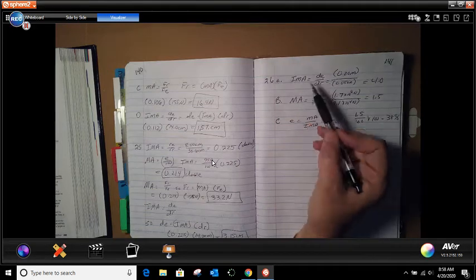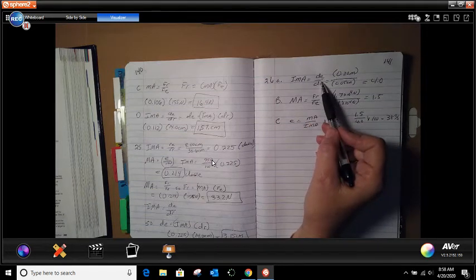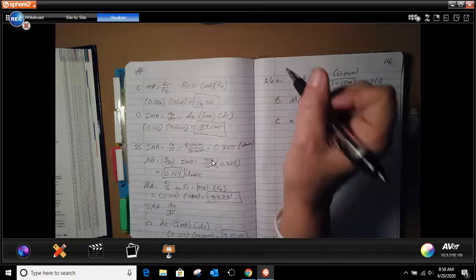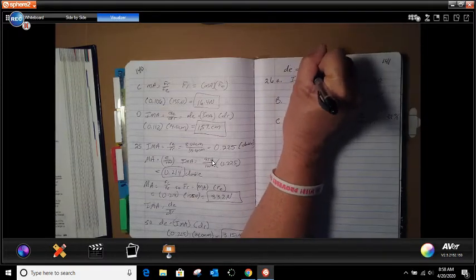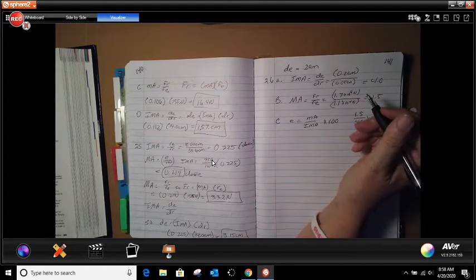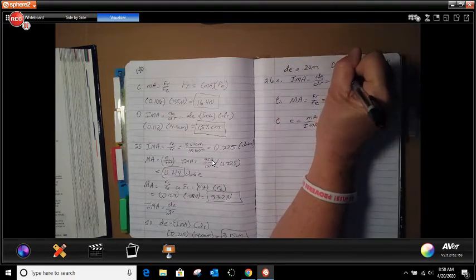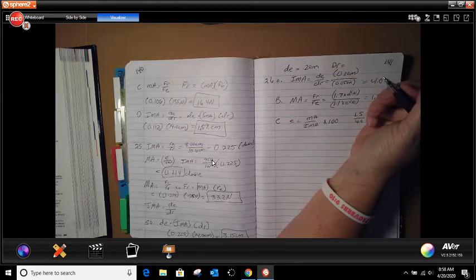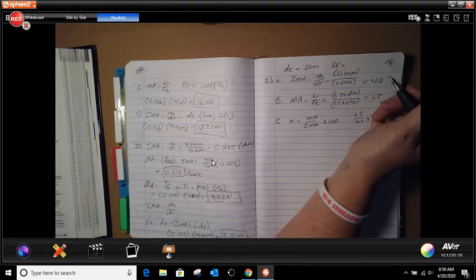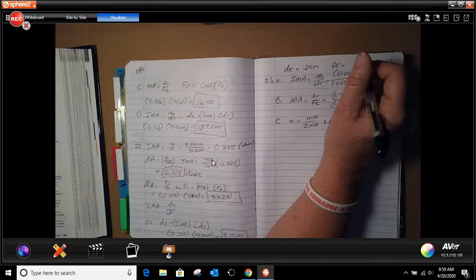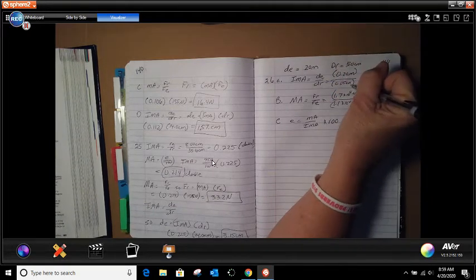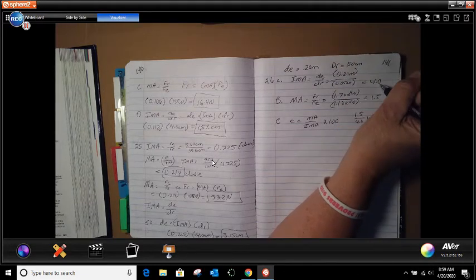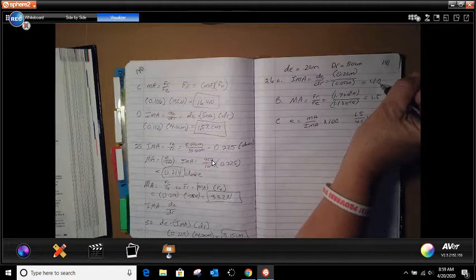So we're going to take our DE, which in our equation is going to be equal to 0.20 meters, okay? And then we're going to take our DR, which is our 5.0 centimeters, but we're going to change that 5.0 centimeters to meters, so we're just moving the decimal over, okay? And then we're going to get our number for that. The next one asks for the MA of the wedge.